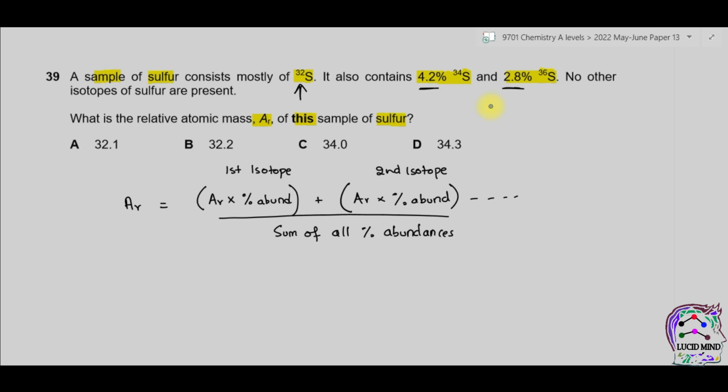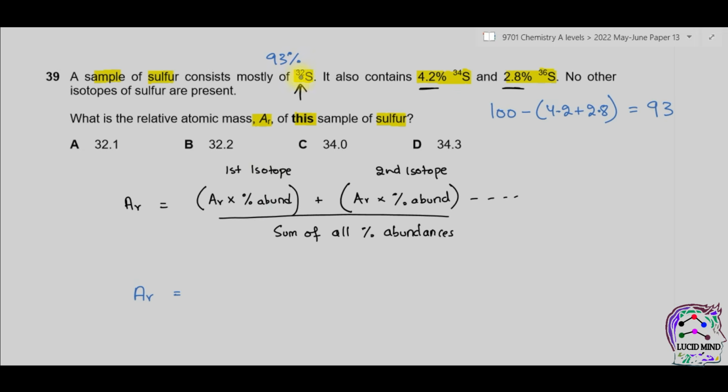So we'll have 100 minus 4.2% plus 2.8%. So it comes equal to 93. So it means the percentage abundance of S32 is 93%. Now we have percentage abundance and atomic masses of all 3 isotopes, so we can use this formula. The sum of percentage abundance is 93 plus 4.2 plus 2.8, which is equal to 100%.